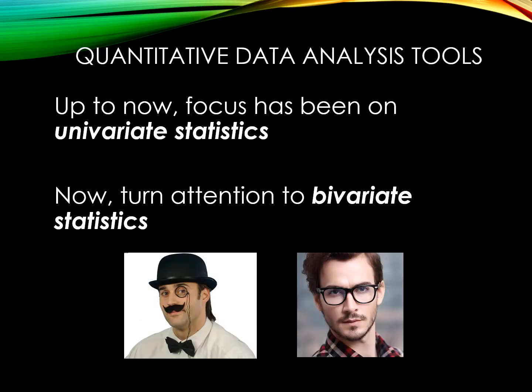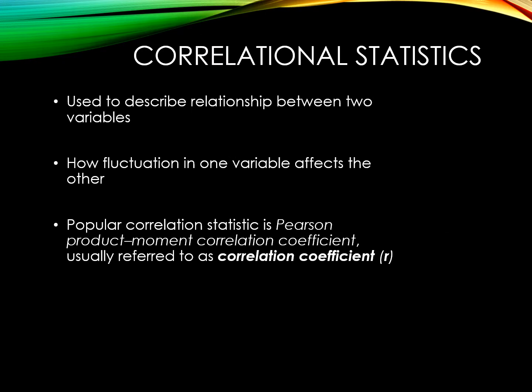So up to this point, we've only been looking at descriptive statistics or univariate statistics, where we look at one variable at a time. Now we want to shift to bivariate statistics, which is going to require two or more variables at a time. And we can look at correlations or inferential statistics with that. Correlational statistics are used to describe the relationship between two variables, how one variable affects the other.